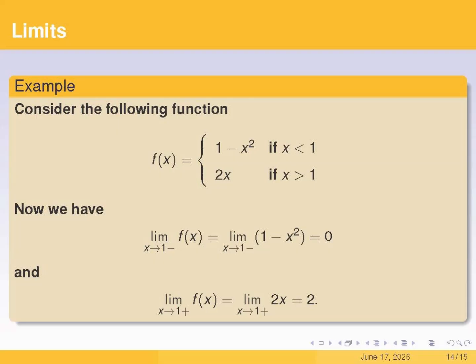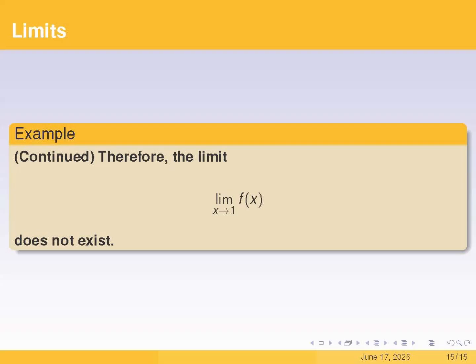By the same token, for the right-hand limit, we consider the function where x is greater than 1, which is 2x. Substituting x equals 1 directly into the function 2x gives us a right-hand limit of 2. Since the left-hand and right-hand limits are not equal, the theorem states that the limit does not exist.